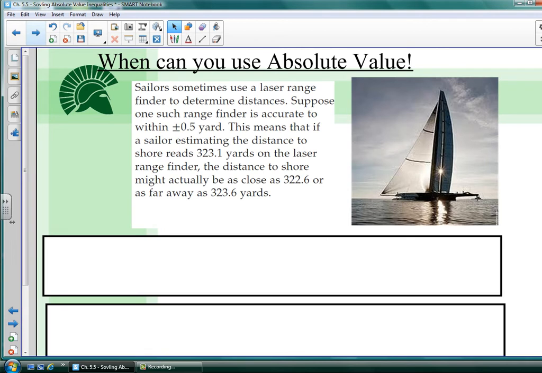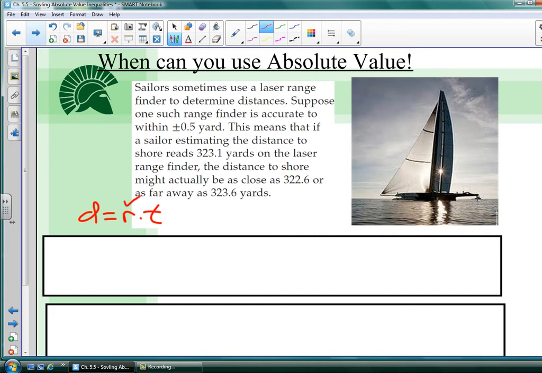So the first thing we're going to start with, how can you use this? Now we're going to look at a word problem where this actually is used. As you can see the boat on the left, sometimes sailors use a laser range finder. A laser range finder is literally a laser that is shot at something solid, or shot towards something. And lasers move at a certain speed, so we can figure out the distance. If we know distance and time, we can actually find how far away we are. We did this way back when: distance is equal to rate times time.